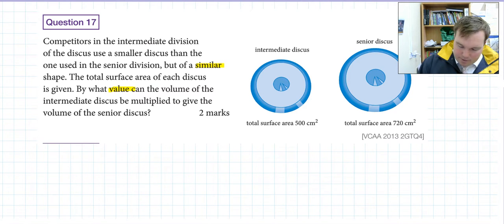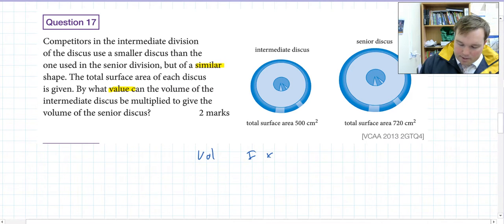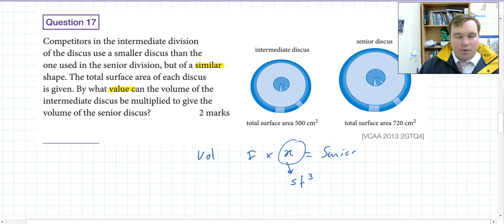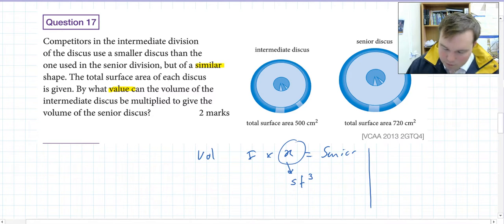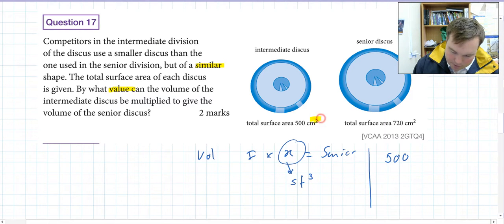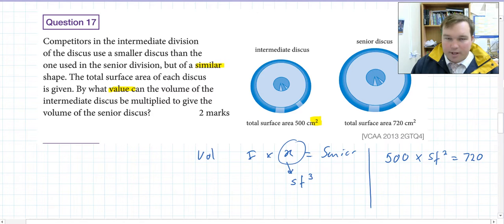So what it's saying is that we're talking volume: the intermediate times some value should give the senior. Question is, what's that value? Now we know that value will be the scale factor cubed. So it's a question of finding the scale factor and cubing it. Looking at these two problems, 500 is in centimeters squared, meaning surface area. 500 gets multiplied by the scale factor squared, and that gives us 720.